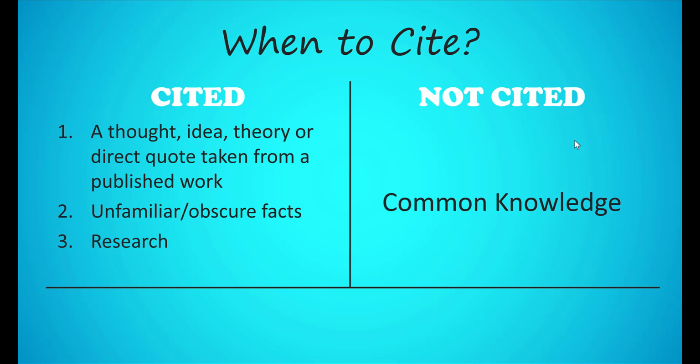The next question is, when should you cite a source? So you should cite a source when you took a thought, idea, theory, or direct quote from that published source. Or if you took any sort of unfamiliar or obscure facts. So for example, if the article explains how far the sun is away from the earth, you would need to cite that fact because that is not something that the average person would know. And any sort of research or research study, that also needs to be cited as well.